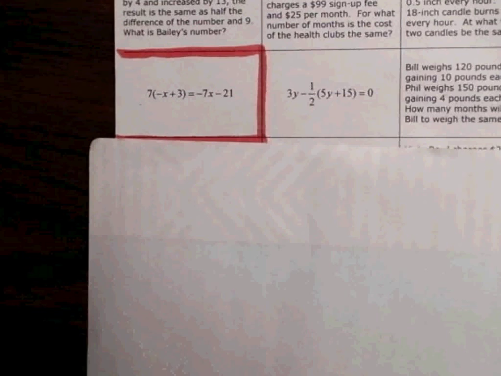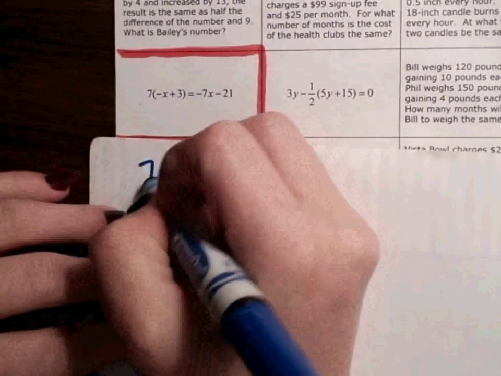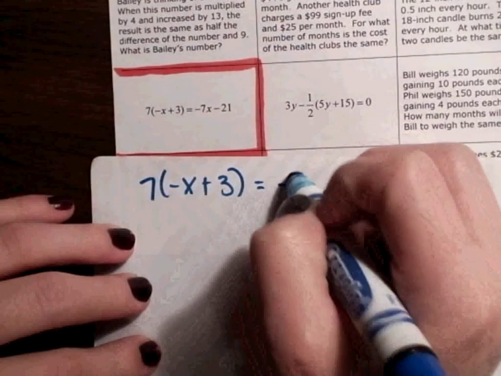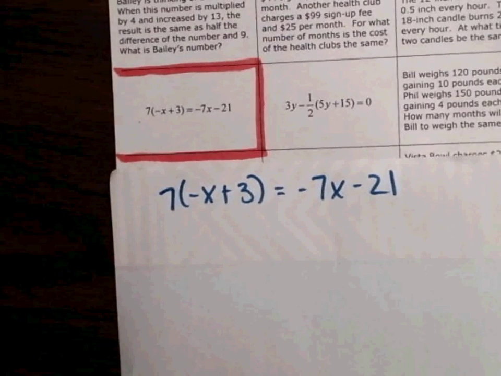This video is set up to help you with solving variables on both sides. The first problem I want to do is this one right here. It says 7 and then you have a parentheses equals negative 7x minus 21. On this problem, the very first thing I know I have to do is distribute. So I'm going to distribute the 7.